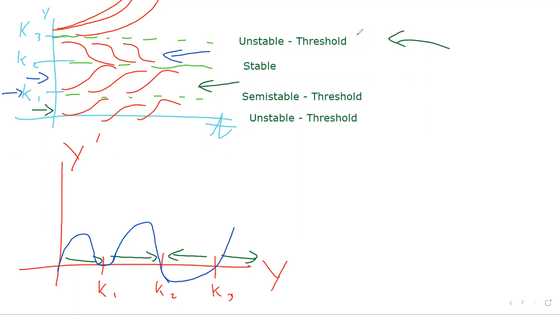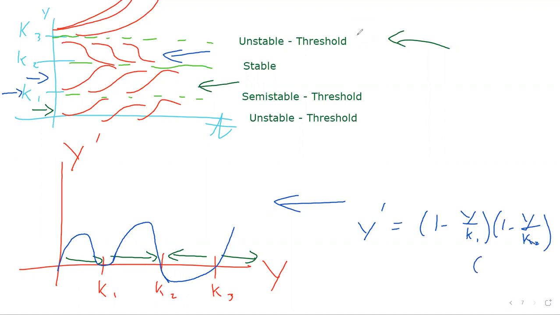If we're given the equation, you can come up with both the y prime graph and the t versus y graph. If you're given any one of the graphs, you can find the other graph. And then based on that, you can even find the equation: your y prime is going to have something with a 1 minus y over K1, and 1 minus y over K2, and also 1 minus y over K3.